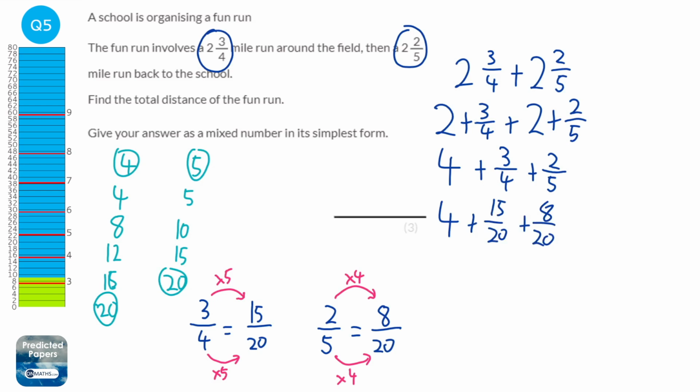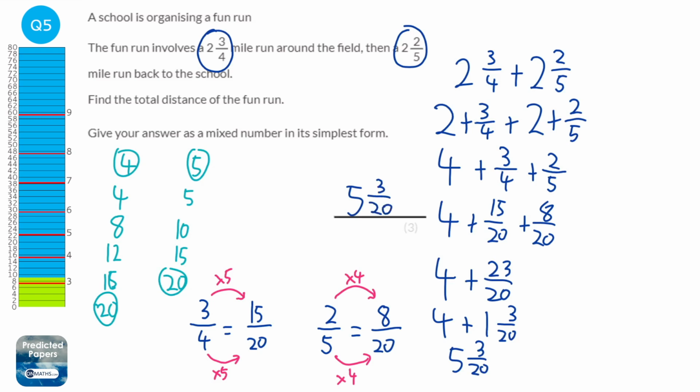So we need to add the numerators. So it would be 15 plus 8, which is going to be 23 over 20. Now that is a top-heavy fraction, so we can rewrite that as 1 and 3/20. And we can add the 4 and the 1 together to make 5 and 3/20. So the answer is 5 and 3/20.